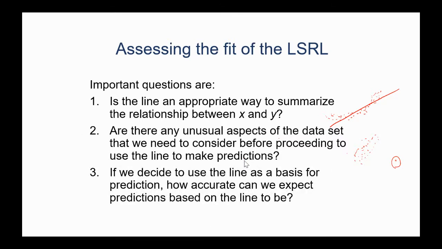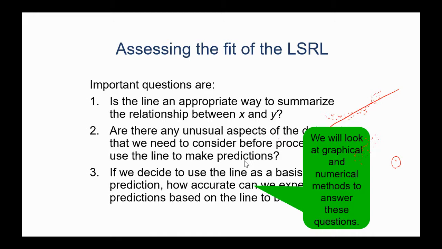Third question. If we decide to use the line as a basis for prediction, how accurate can we expect the predictions to be? Towards the end of today, we're going to see that, let's say the line only explains 32% of the data. Should we expect much accuracy from our predictions then? No. Not if it's only capturing 32% of the relationship. So those are the questions we're going to answer today.